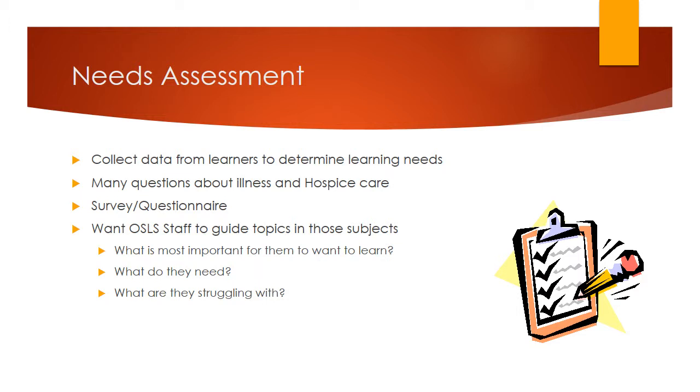The surveying questionnaire will ask staff what they would want to focus on in those subjects of chronic illnesses and death and dying, such as what is the most important for them that they want to know, what they need as far as understanding, or what they are struggling with. What are they struggling to understand that frequently happens at the nursing home that a doctor orders?